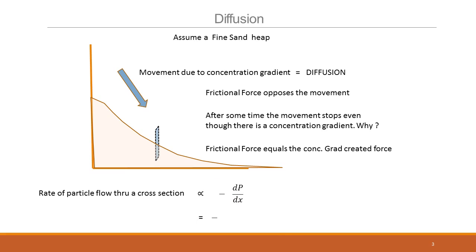Since it's proportional, we'll call that proportionality constant D, and that D is the diffusion constant. This has to be experimentally determined in the case of sand. For other examples, there's a way to derive this, but we'll see that later. But the rate of flow of particles through this cross section is minus D dp by dx. And rate of flow of the particle is nothing but dp by dt.